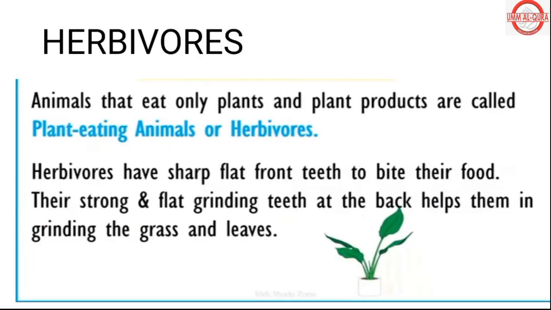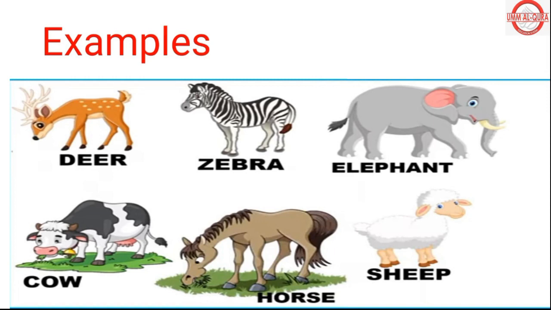Now we see what are herbivores. Animals that eat only plants and plant products are called plant eating animals or herbivores. Herbivores have sharp, flat front teeth to bite their food. Their strong and flat grinding teeth at the back help them in grinding the grass and leaves. Here are the examples of herbivorous animals: deer, zebra, elephant, cow, horse, sheep.